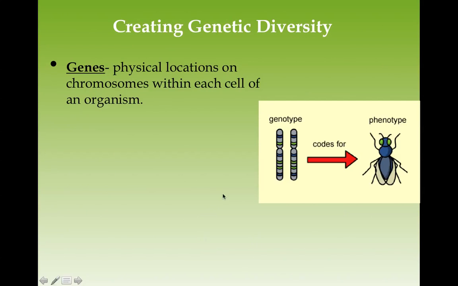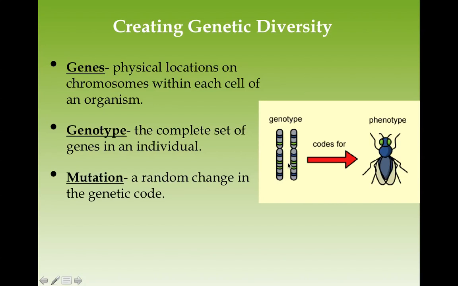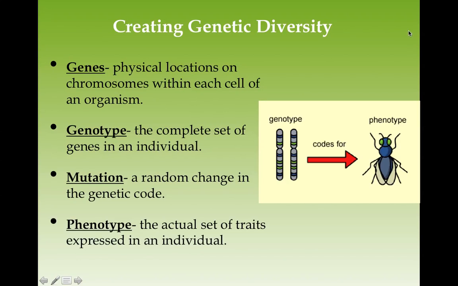So genes basically are the different sections of DNA on chromosomes that code for certain traits. Okay, the genotype is the makeup of those genes. So it's a complete set of genes. A mutation is kind of the changing of your code that would then lead to a different phenotype. So the phenotype is the physical expression of a genotype.